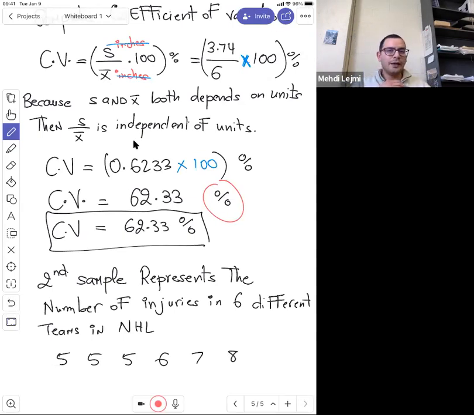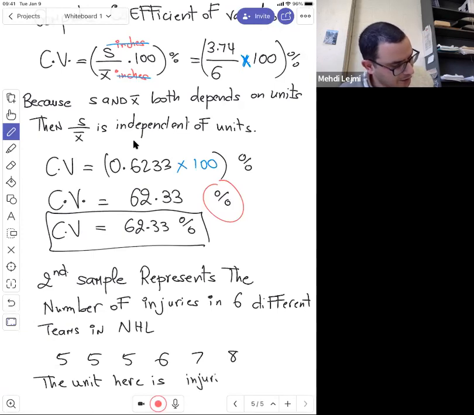So in this example, the unit is not inches anymore, right? In this sample, the unit is the number of injuries, right? So the first team has like 5 injuries last season, let's say. So the unit here is injuries, right? So it's 5 injuries, players.